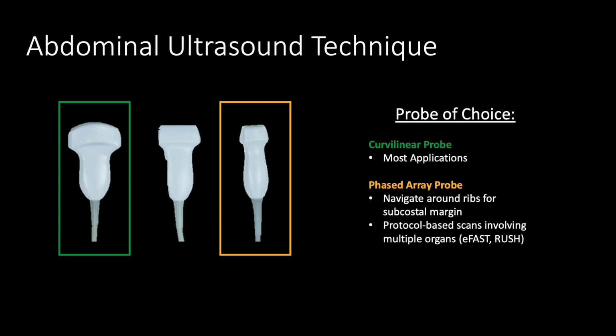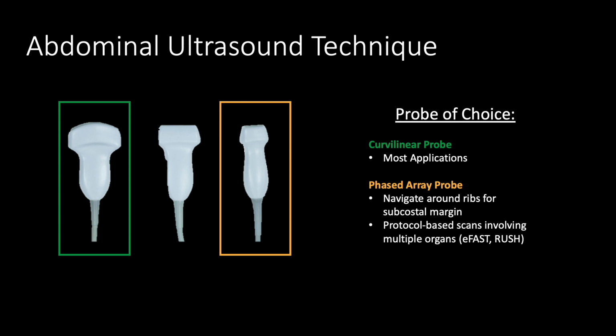However, there may be some times when you want to use a phased array probe, namely because of its smaller footprint. So it's got a smaller point of contact with the chest wall or the stomach, and can navigate around ribs if you're looking at things like the liver or gallbladder or spleen or kidneys that sometimes may be obscured by the thoracic cage.